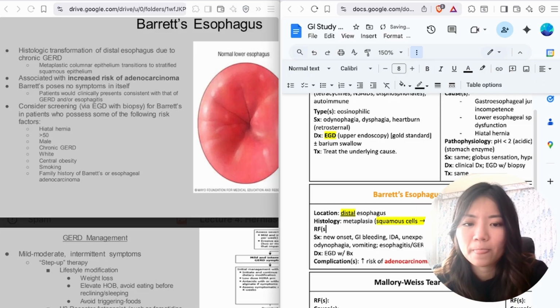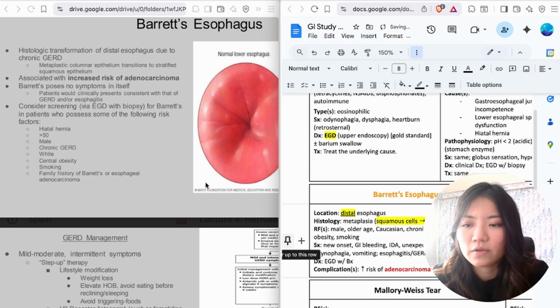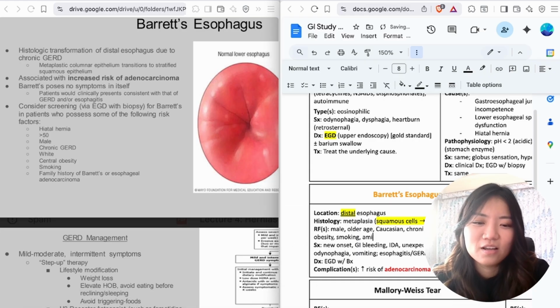Older age. I usually like to put sex first, but male, older age. Chronic GERD is the main one. Caucasian, hiatal hernia. Obesity, smoking, obviously for almost every single condition. Family history.